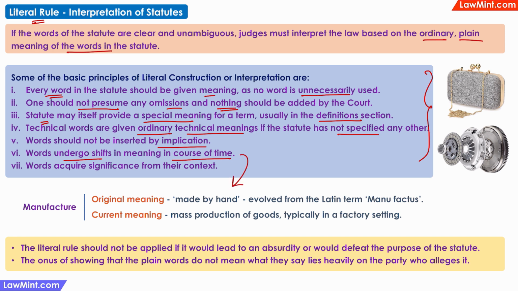For example, before the Industrial Revolution, the word manufacture meant made by hand, and it evolved from the Latin term manufactus. And now manufacture means mass production, usually in a factory. So while interpreting a statute which has this word manufacture, the date when the statute was written should be taken into consideration. And words acquire significance from their context.